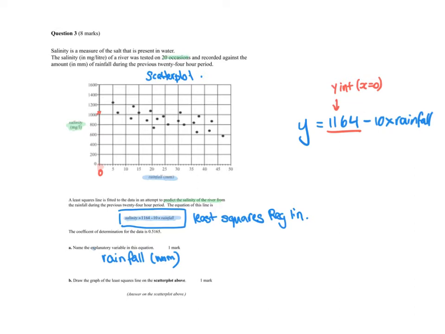Now we need another dot. So I suggest that you pop in the last point into the formula. So what I'm going to do is 1164 minus 10 times 50. So 10 times 50 would be 500. So then this one would be 664. Okay, so when x is 50, y is 664. So I'm just going to say roughly there. Yours will be a little bit bigger on your paper.